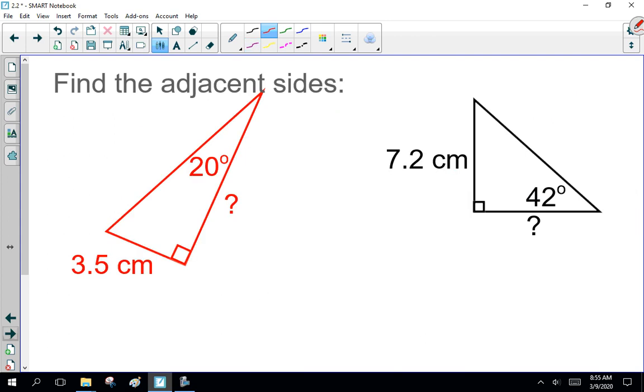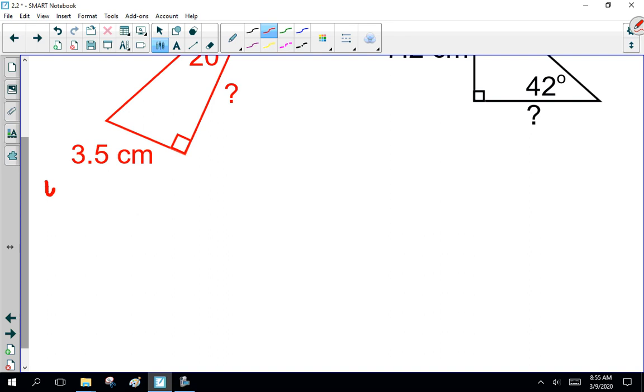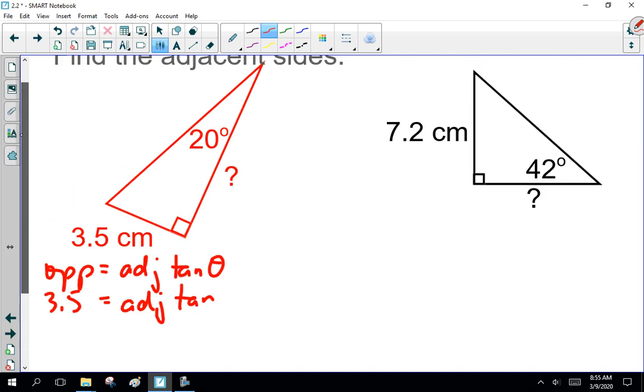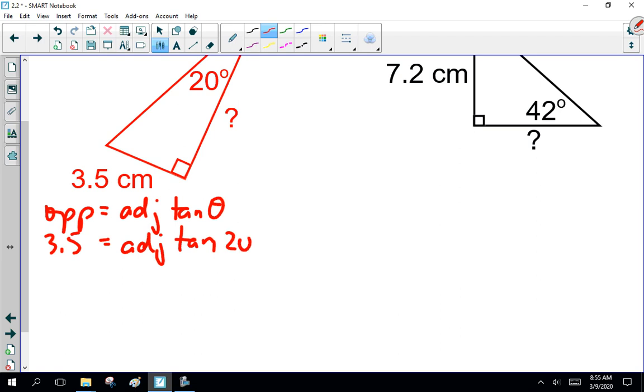All right, so here's two more. I'll do the red one with you, then you guys pause the recording, come back and check your answer for the black one. Opposite is adjacent times tan theta. The opposite is 3.5. I'm going to drop the units to save space. Adjacent times tan of 20 degrees. 3.5 equals adjacent times tan of 20.